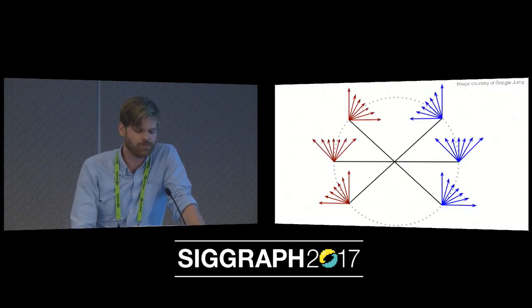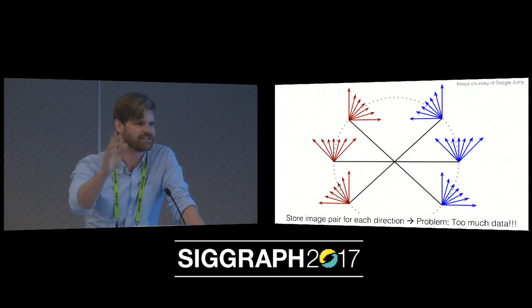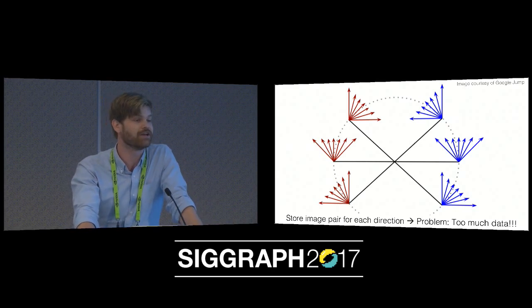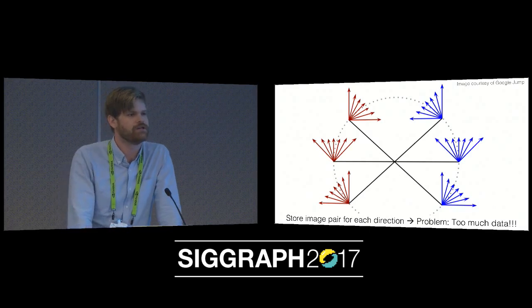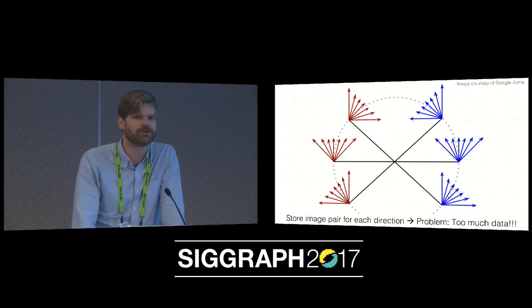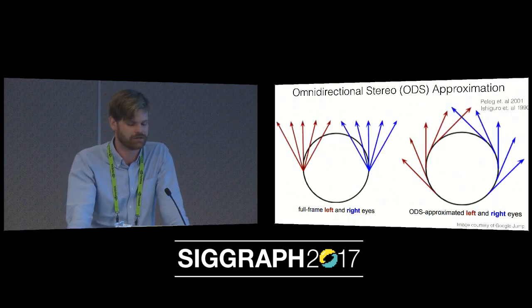The problem with this type of approach is there's just too much data. If we wanted to account for every single head rotation, let's say even 1 degree as the angular resolution we'd like to support, we'd still have to support 360 stereo pairs for every single frame of a camera. And that becomes very unwieldy very quickly. So there have been a couple of different approaches to representing this in a more manageable form factor. The currently employed approximation is the omnidirectional stereo, or ODS, approximation.